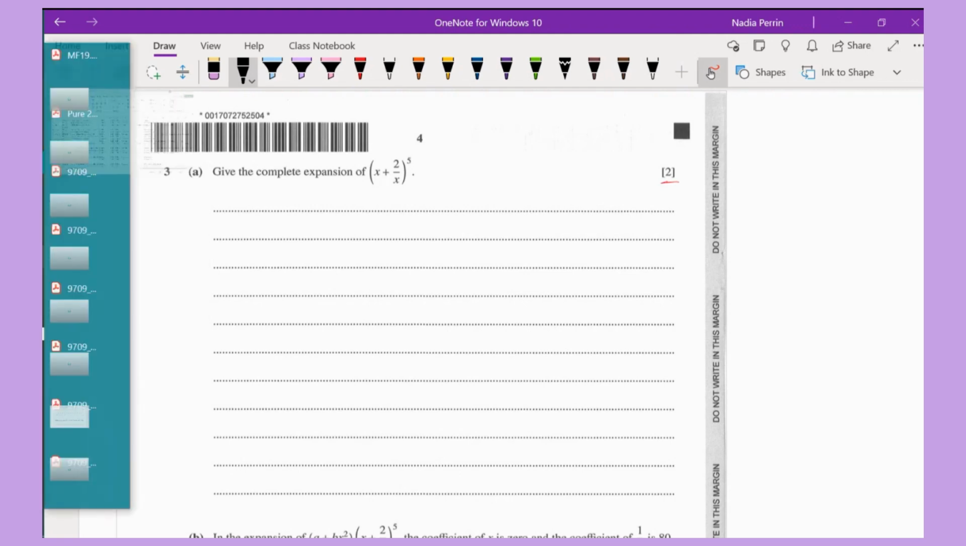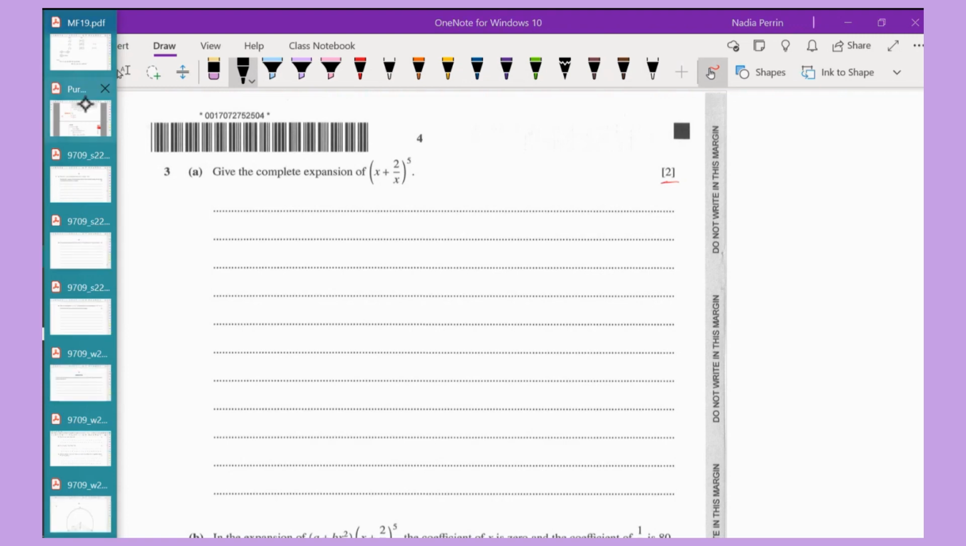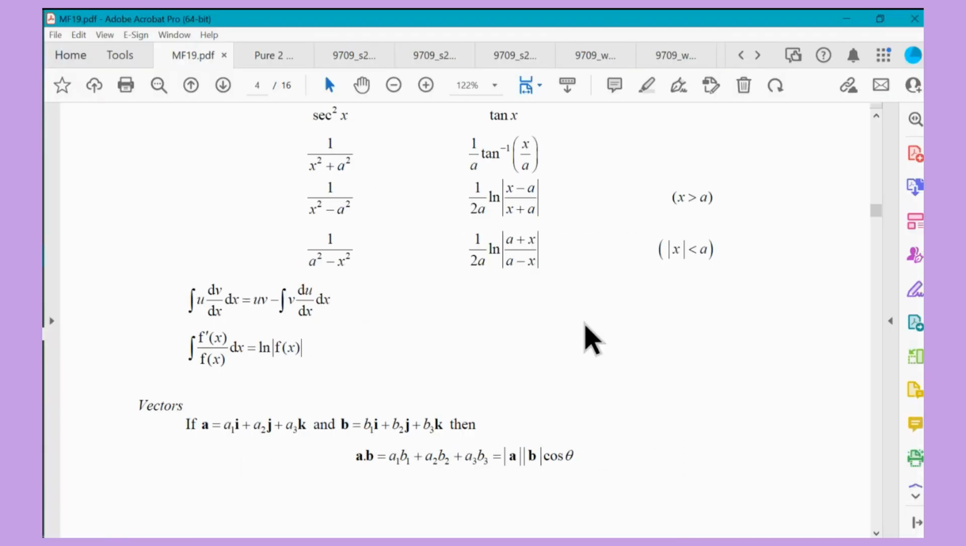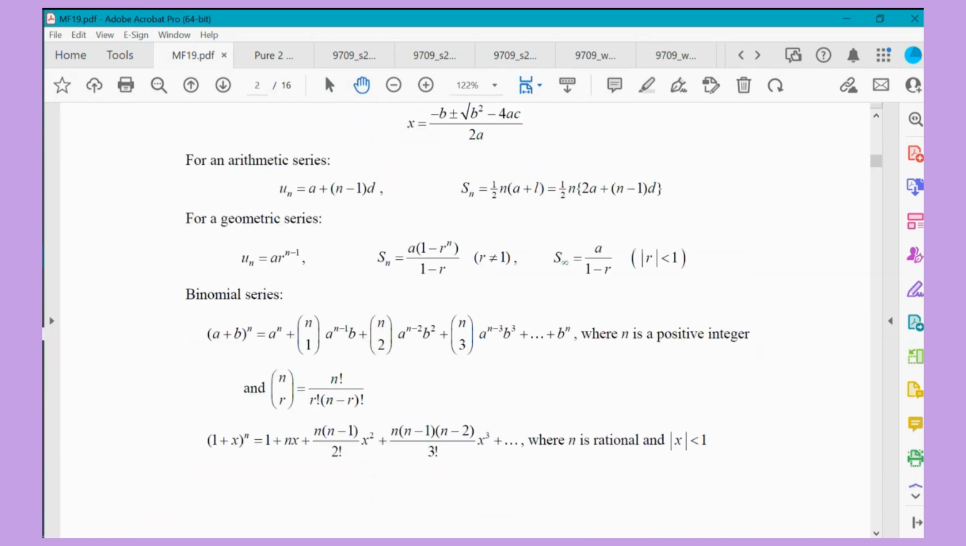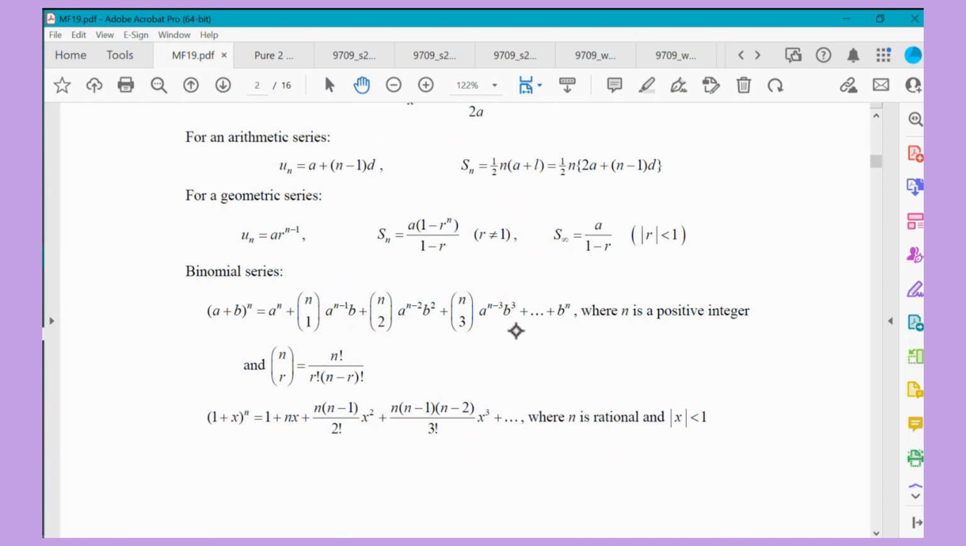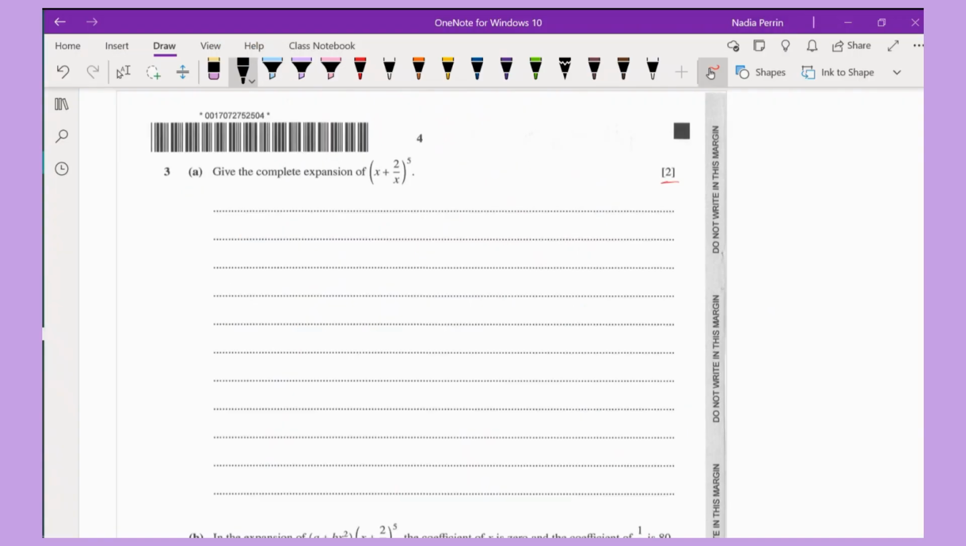If we just quickly have a look at that, you really need to familiarize yourself with the lovely MF19. It's on the first page here, and you'll see it's the binomial series here. So we're just substituting in for A and B. I have some other tutorials on how to do this, but essentially you'd be just taking what A is, which is x to the power of 5.